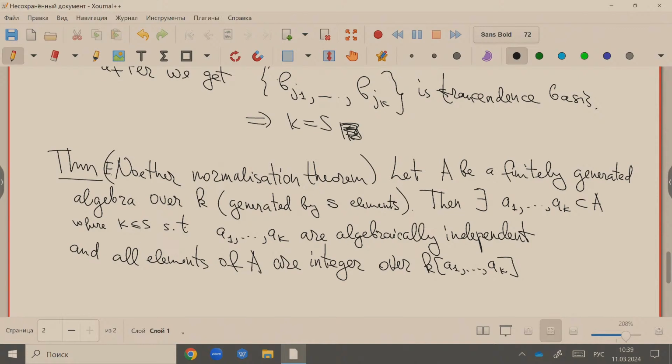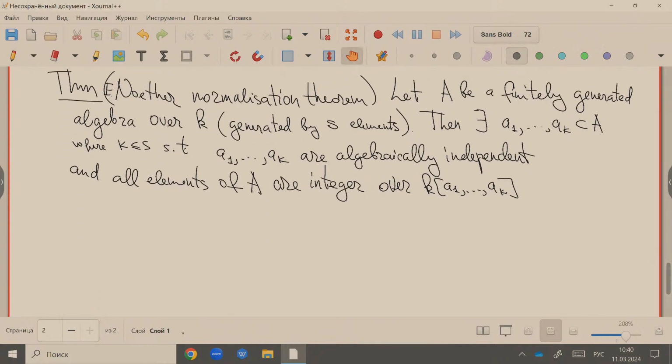So we have taken the set of generators. We can modify this set in such a way that you will find, first of all, algebraically independent elements, and then all other elements will be integral over K[A1, ..., AK]. So this theorem is quite important. It is some kind of instrument.